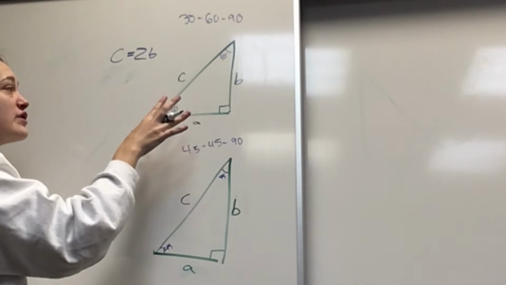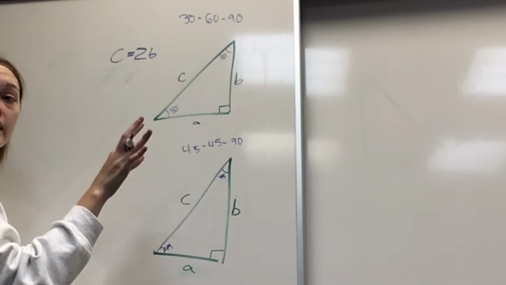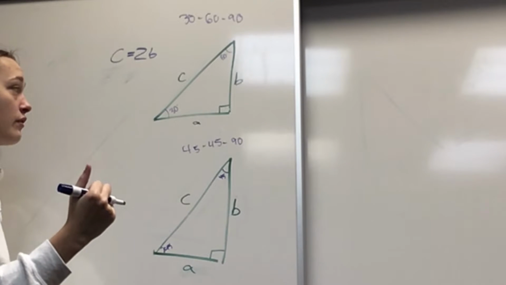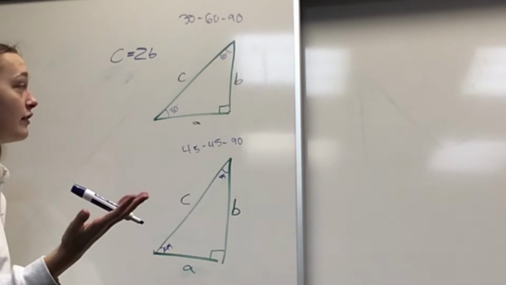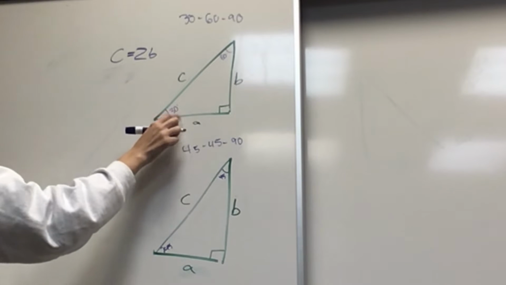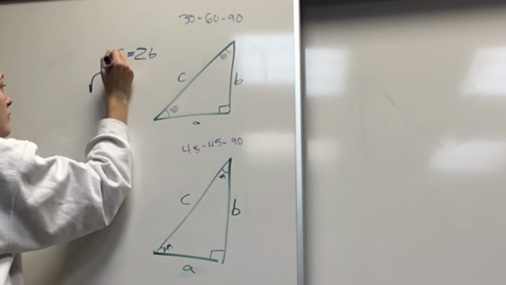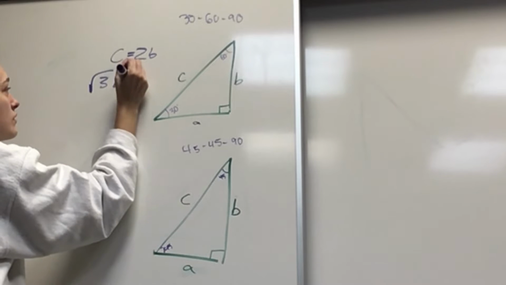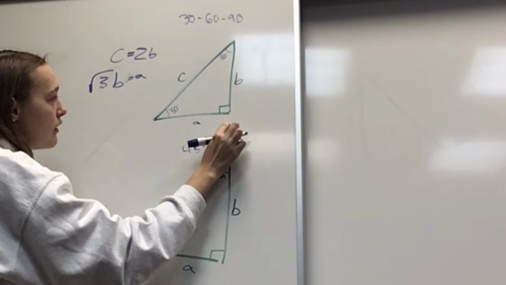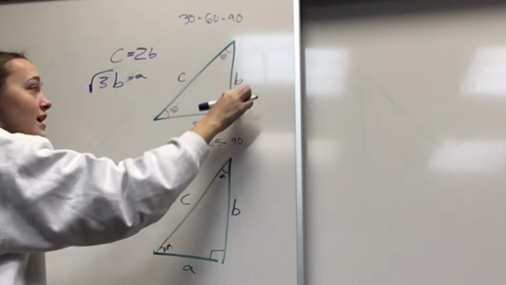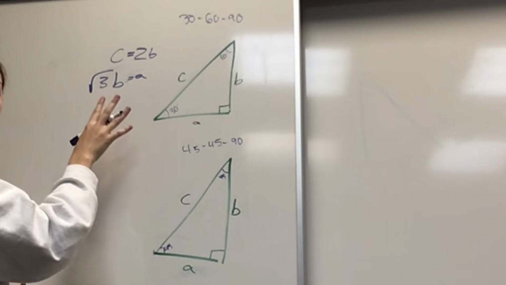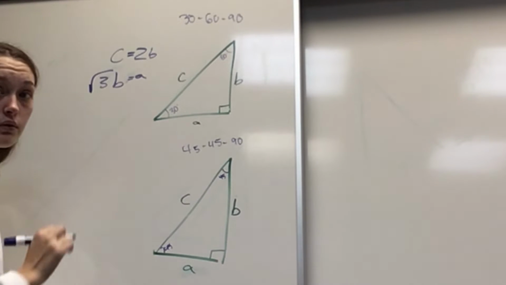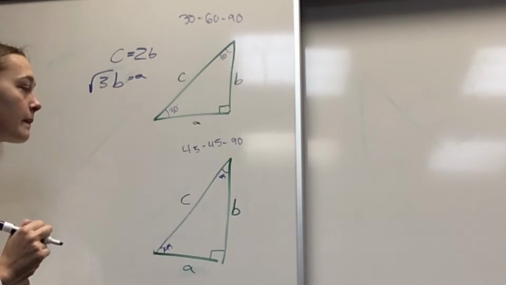For this triangle as well, the medium side, which is the leg that isn't the shortest side or the hypotenuse, is always equal to square root 3 times the shortest side. So the length of side a would be square root 3 times b. And that's the 30, 60, 90 right triangle. Just know that and you will be good.